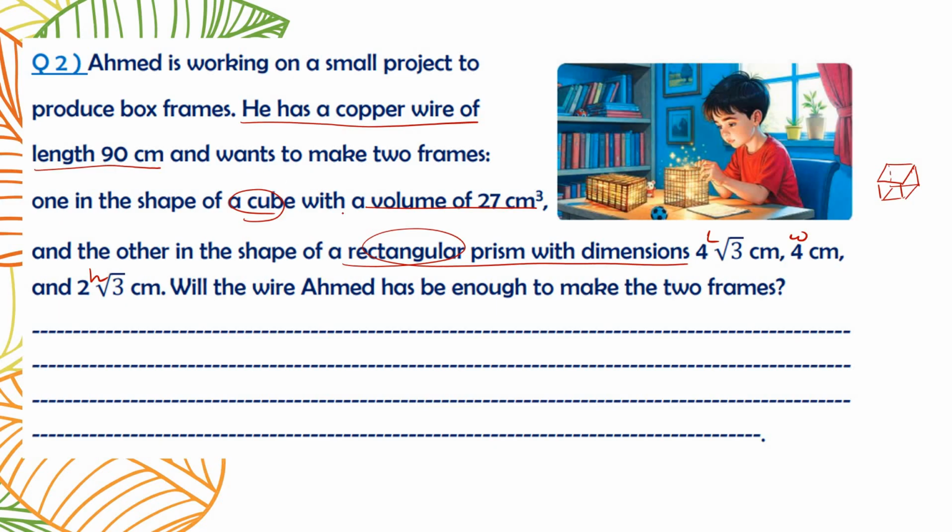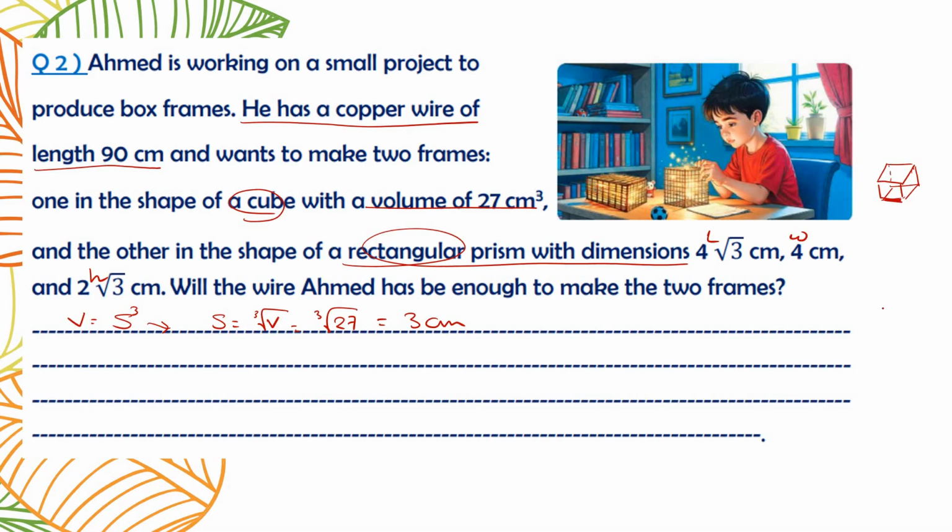Okay, first of all, I know the volume of the cube, but I don't want the volume of the cube. I just want the edge length. So once again, how can I find the edge length from the volume? We know that the volume equals the side times itself, which means side cubed. So from here we can find that the side equals what? The cubic root of the volume, which is the cubic root of 27 equals 3 centimeter. So now we know that the side length of the cube is 3 centimeter. Now, how many sides of the cube does Ahmed need?